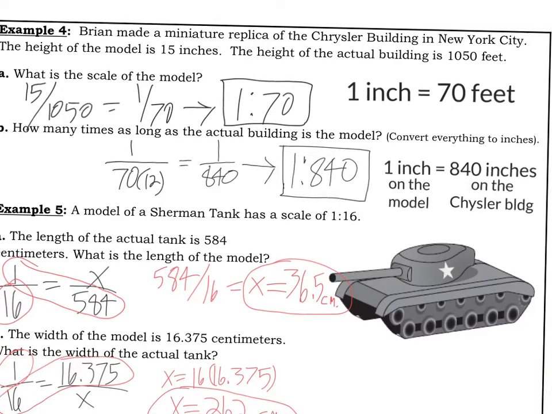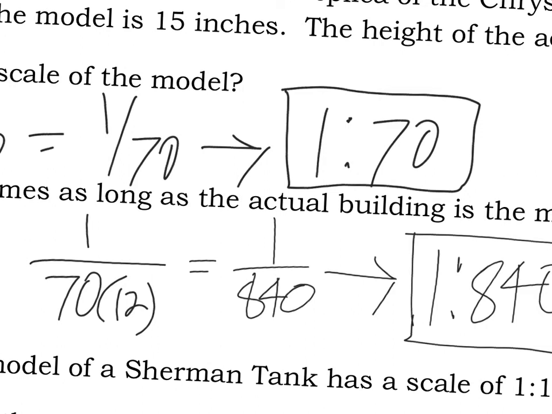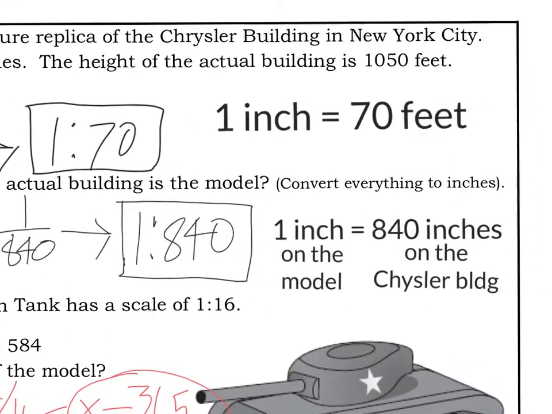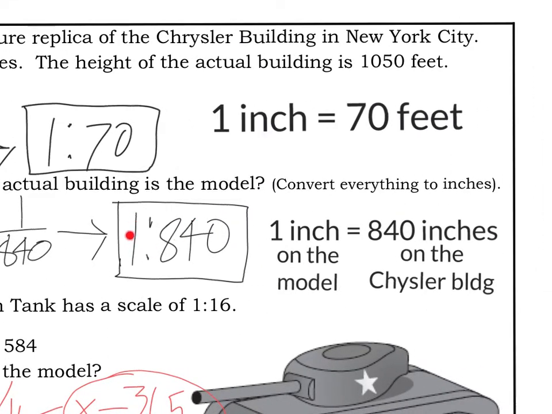So on B, the question's worded a little confusing. It says, how many times as long as the actual building is the model? Meaning convert everything to the same unit. So in this case, I'm going to convert everything to inches. So I have my scale as 1 inch equals 70 feet. So how many inches are in 70 feet? We'll just multiply it by 12. So 1 over 70 times 12 equals 1 over 840, meaning 1 inch on the model represents 840 inches on the actual building.